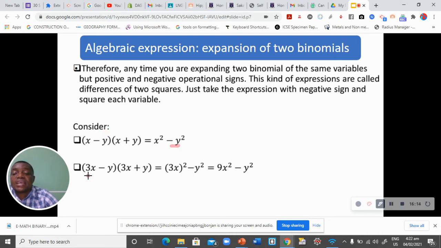Another example, 3x minus y bracket close, 3x plus y in brackets. When you want to multiply this, you see that 3x is here, 3x is there, minus y is here, y is here. The only difference is negative and positive. So it's a difference of two squares. So you take this and square. So 3x squared minus y squared. 3x squared will be 9x squared. Then minus y squared, we are done. Because this square will affect the 3, making 9, then it will affect the x, making x squared.